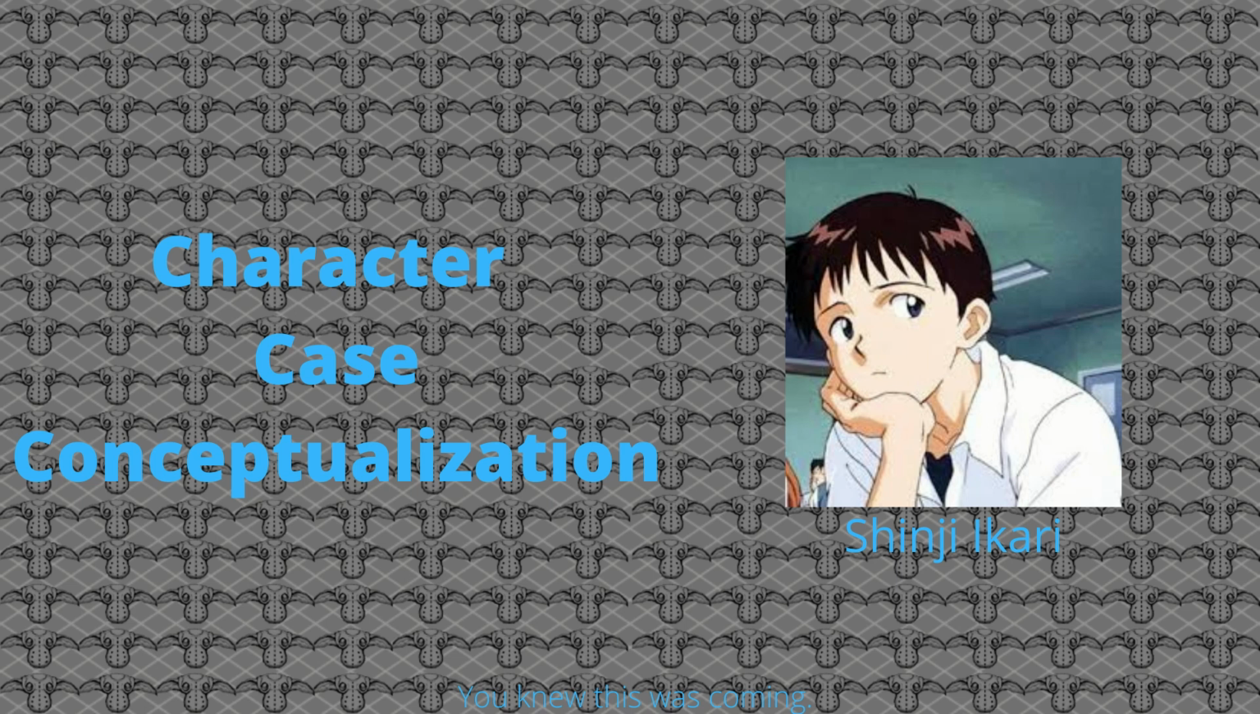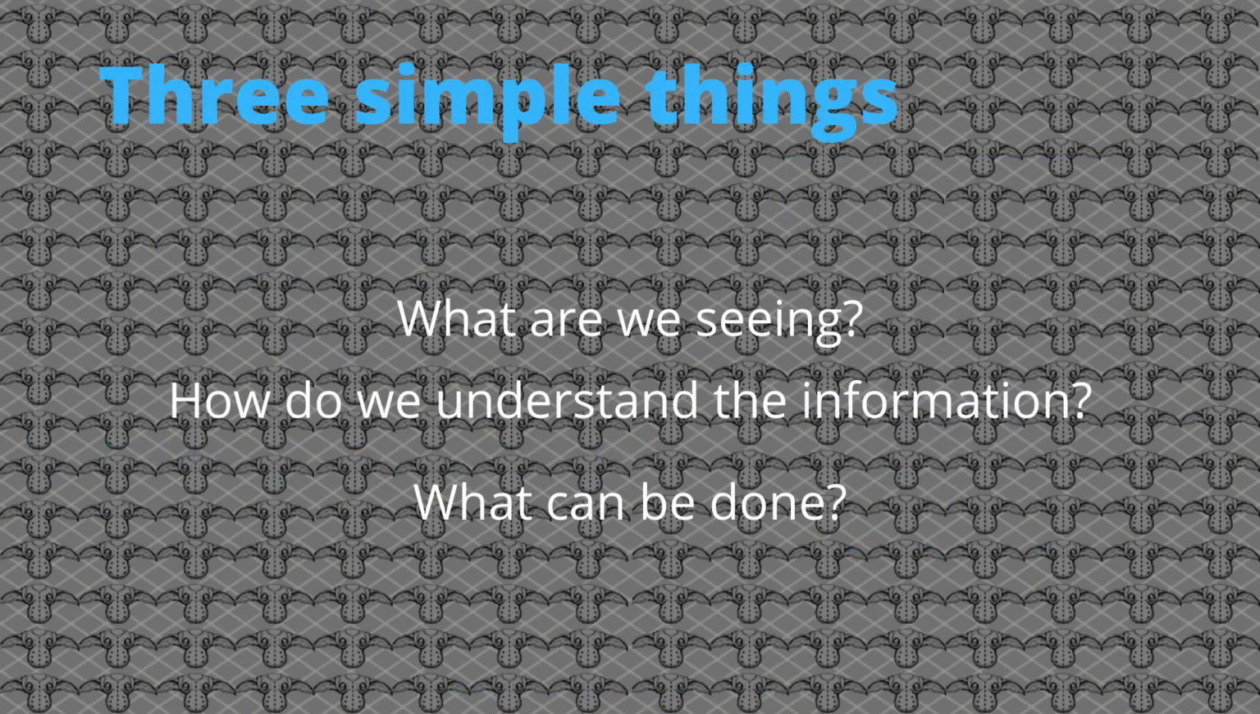So, before we really get into talking about Shinji, because he was the purpose that this whole concept exists, really, I'm going to remind you of the three things that we need to do here. Three questions we're asking in a character case conceptualization are: what are we seeing? How do we understand the information? That is, how do we understand what we're seeing? And what can be done? So these three questions are going to guide us through our discussion today and through my thoughts on this character.